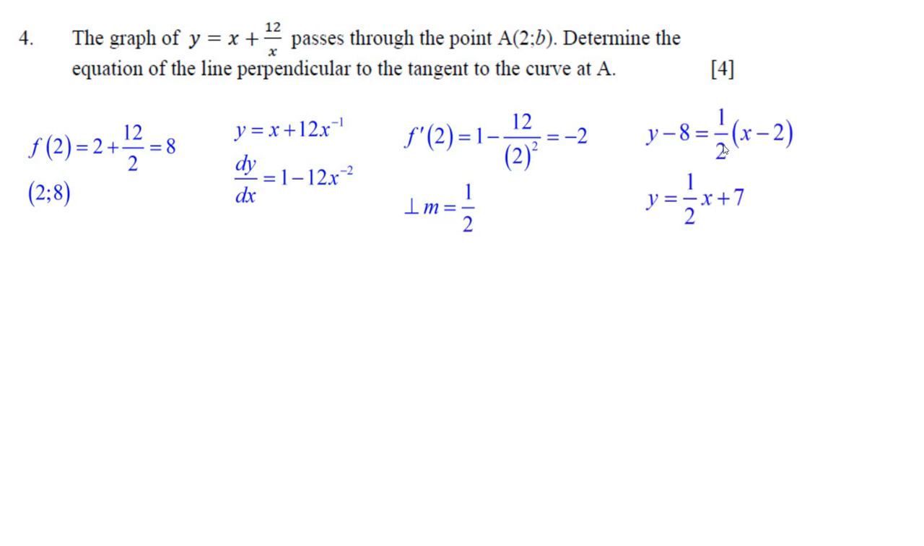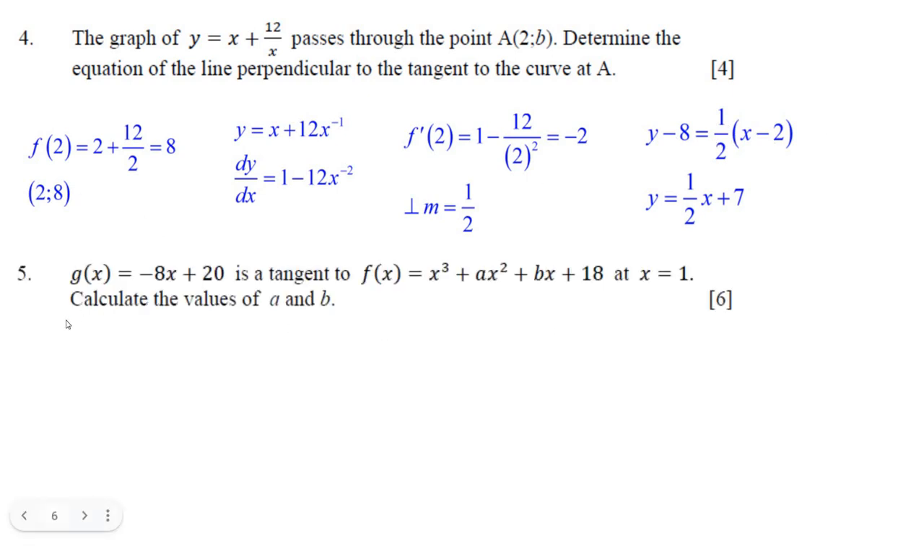Well, that's easy. Just put in m is a half, put in y1 and x1 of 8 and 2, and there's your answer. Half times x minus 2, add 8, and you get the equation of the line that's perpendicular to this tangent. Well, that's a lot of thinking, but that's how it works. You see, the tangent has a gradient of minus 2, the perpendicular one a half. Just put it in the gradient point formula with the 2 and the 8. See, there it goes.